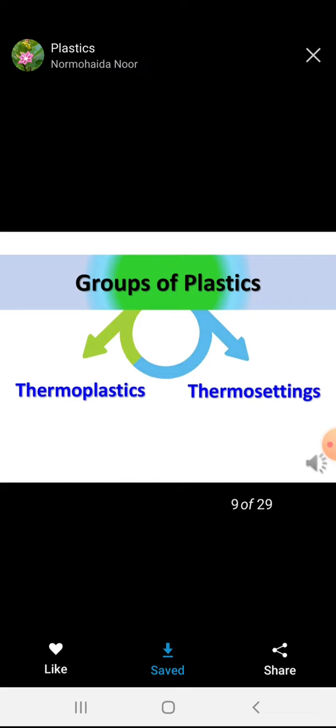So the groups of plastic: there are two types of plastic, which are classified into two types. The first one is thermoplastic, and the second one is thermosetting plastic.